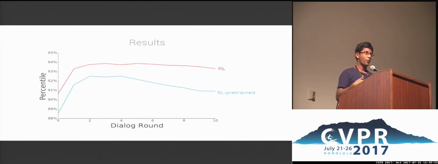We can also perform quantitative evaluation. After each round of dialogue history, the questioning agent is making a guess of what it thinks the image is, right? So given a pool of, let's say, 10,000 images, we can see how close that image prediction is to the ground truth image, and we can see what the rank of the ground truth image is. Here we are plotting the percentile rank on the y-axis and dialogue round on the x-axis. We see that the SL pre-trained bots are much worse than the RL bots at this image guessing game.